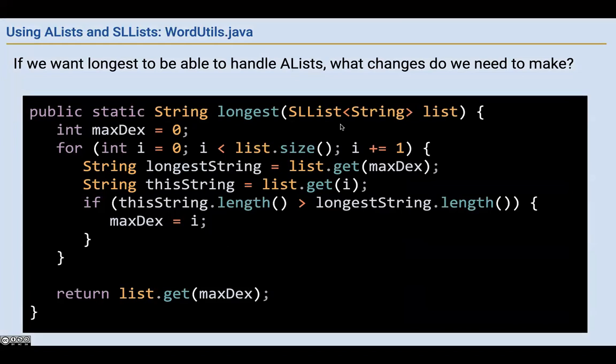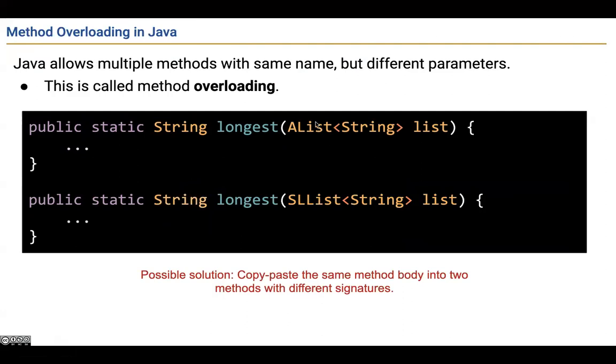So how do we fix this? I guess I spoiled it because I accidentally hit the next slide. But one possible idea is, well, maybe I will make a copy of the longest method. And instead of taking in an S list, it'll be the exact same method, but I'll make it take in an A list. So I could do that. So it would look like this.